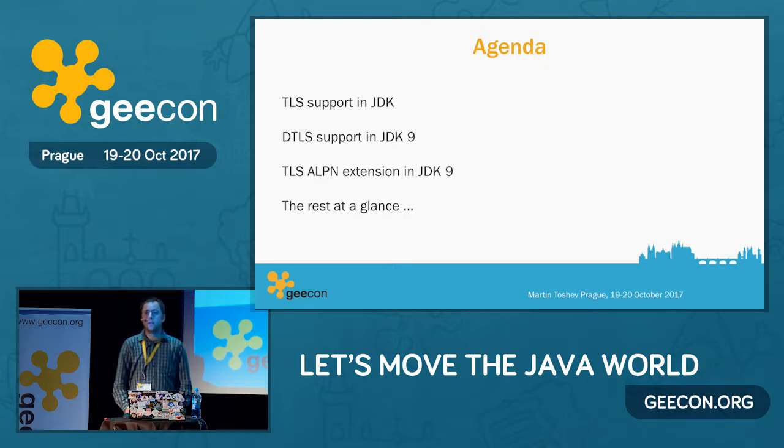Then we'll cover two major enhancements in JDK 9. One of them is DTLS support in JDK 9. This is, roughly speaking, support for TLS over UDP sockets. Then we'll discuss what is the TLS ALPN, or Application Layer Protocol Negotiation extension, which is a rather interesting extension that allows us to exchange the application protocol that we want to use during the TLS negotiation. And at the end, we'll see briefly what are the rest of the security enhancements in JDK 9. Feel free to interrupt me during the talk for any questions.